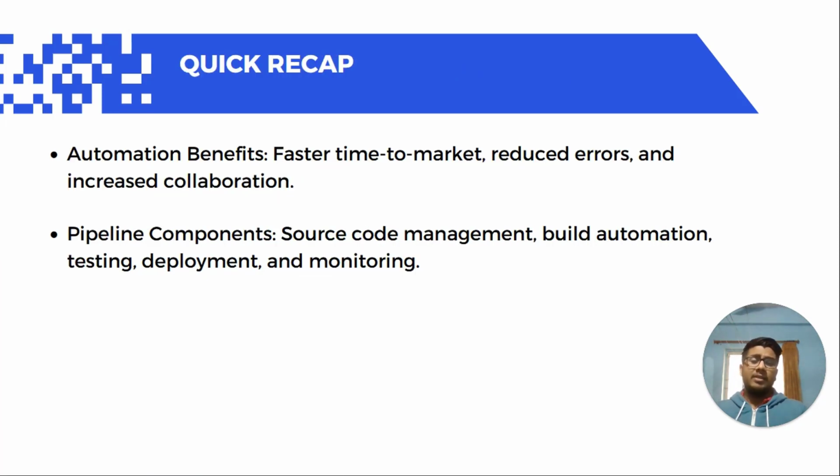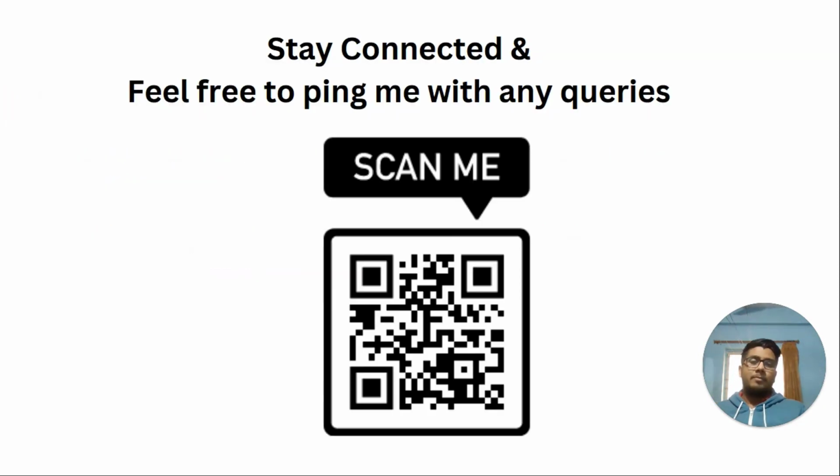So, a quick recap. What are the automation benefits? Faster time to market, reduced errors, improved collaboration. Next are the pipeline components. First is source code management. Next comes build automation. Next comes testing. Next comes deployment. And the last one is monitoring. This makes up the whole pipeline.